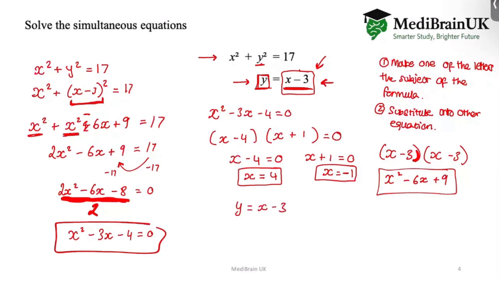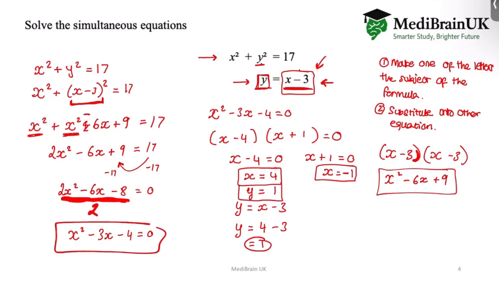We know that x is 4, so what's y going to be? So when x is 4, instead of x, we're going to write down 4. 4 minus 3 equals 1. So when x is 4, y is equal to 1. So y is equal to 1.